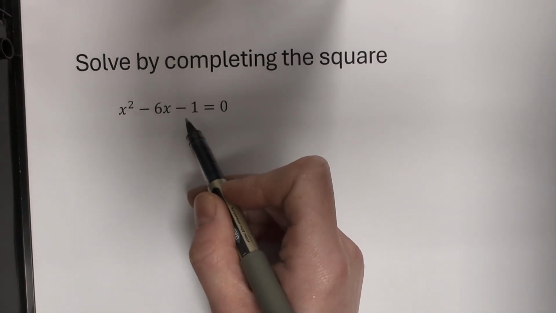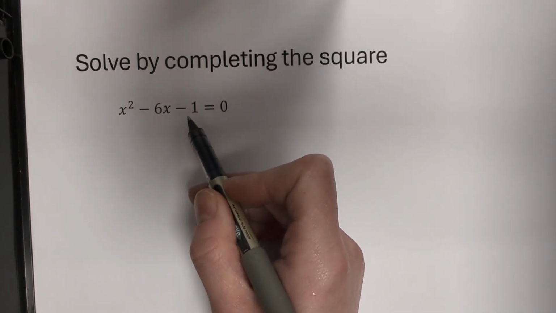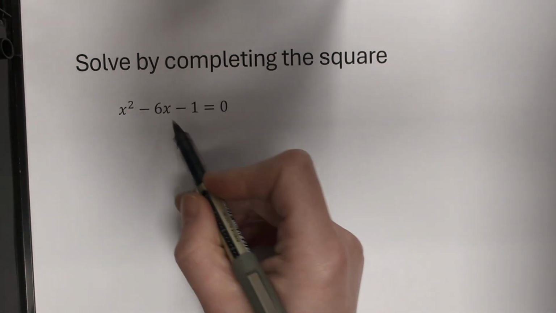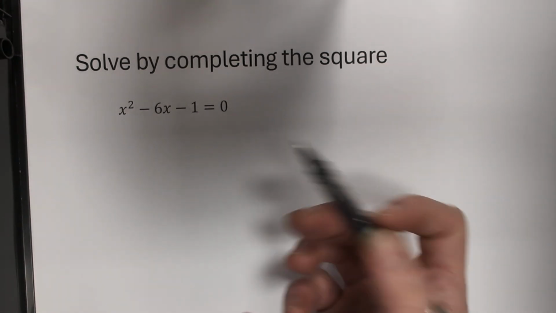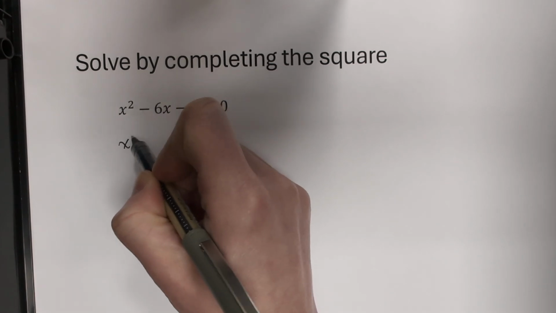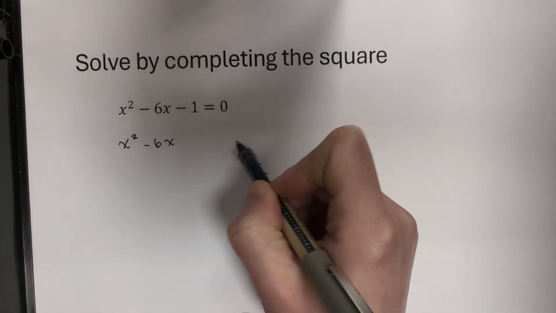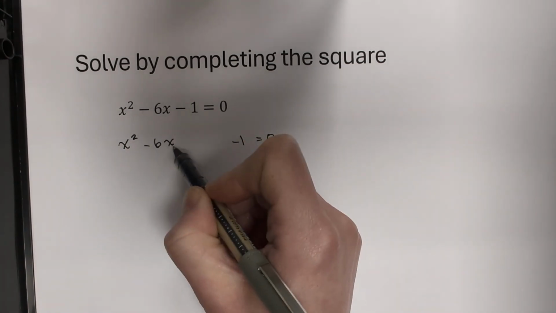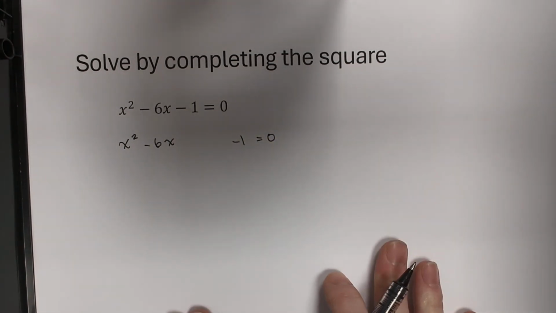You can see in this trinomial we can't factor it because there's no two integers that multiply to negative 1 and add to negative 6. So factoring isn't a method we can do here. But what we can do is say, let's just pretend that I have this so far. What would make it a perfect square?